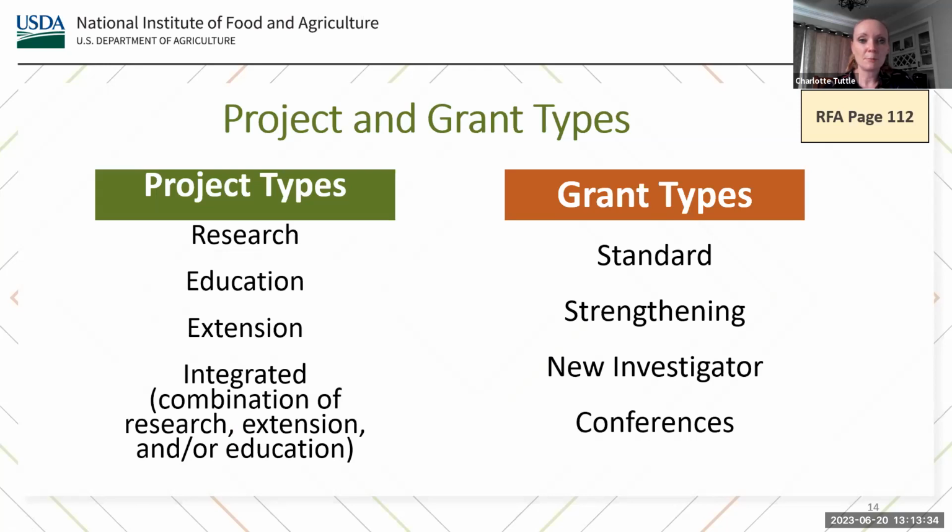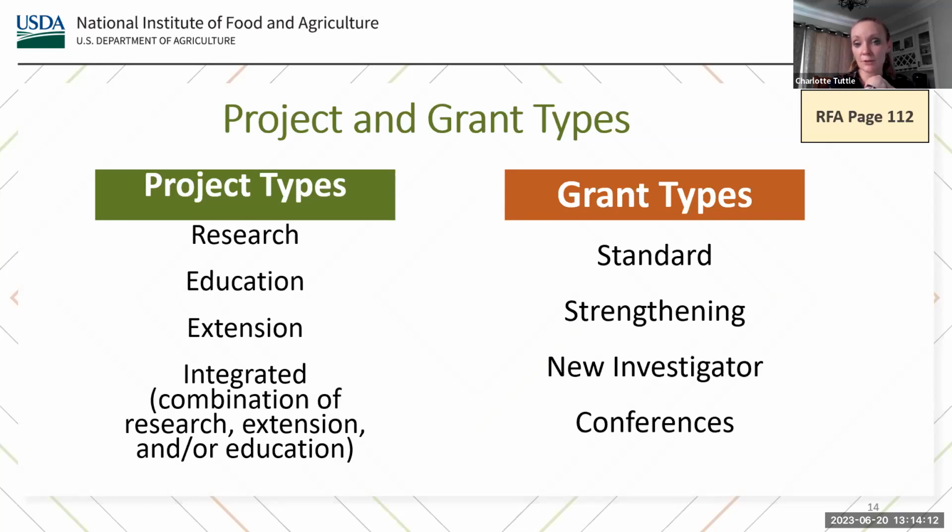So we offer a number of different project and grant types. Under project types, we have strict research, education, and extension. And we have integrated projects as well. Generally you'll see in the RFA, either the project type is research only, which is how most of my programs are, or research or integrated, which means it can either be research only or research and extension or research and education. We also have a number of different grant types.